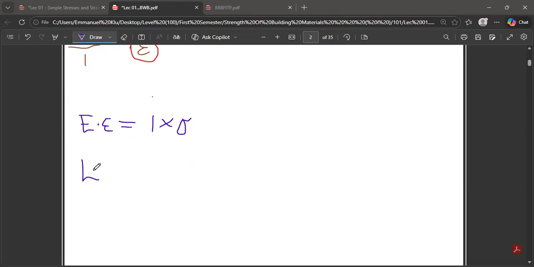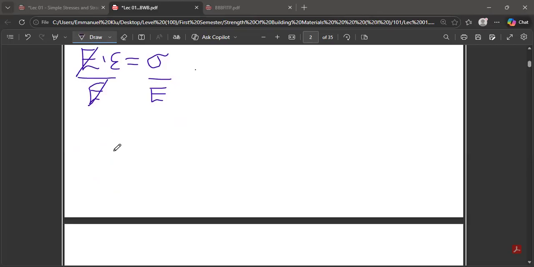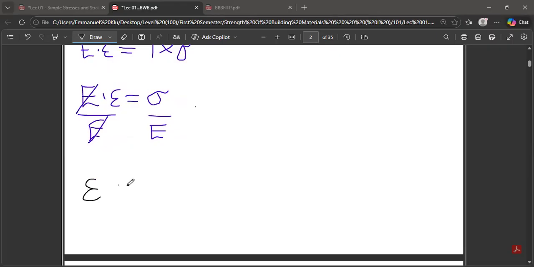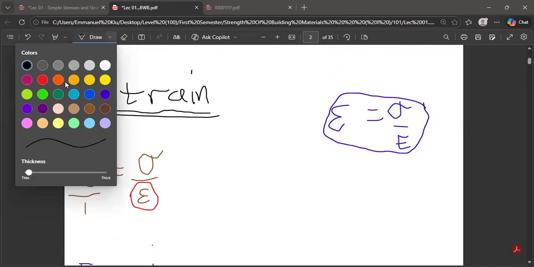So finally, let me quickly write this again before I divide so that we don't lose the step. This is still going to give you this. At the end of the day, if I divide here by E, and I divide here too by E, this is going to take care of this. So finally, we are left with our strain is equal to stress over E. So our brother was right. Whatever he said, he was right.